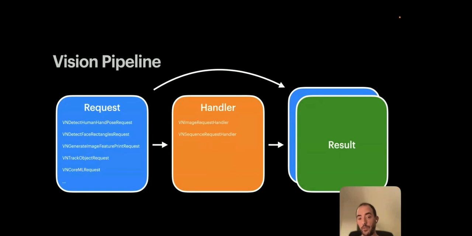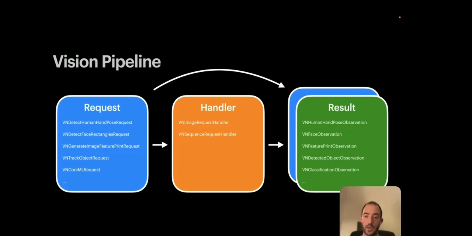There are two different types of handlers: an image request handler and a sequence request handler. The image request handler works on a single image at a time, and the sequence request handler also works on a single image at a time, but it's meant for running on frame after frame of a video, where a previous frame might help it do better detection on the next frame. So if you're doing object tracking or something like that.